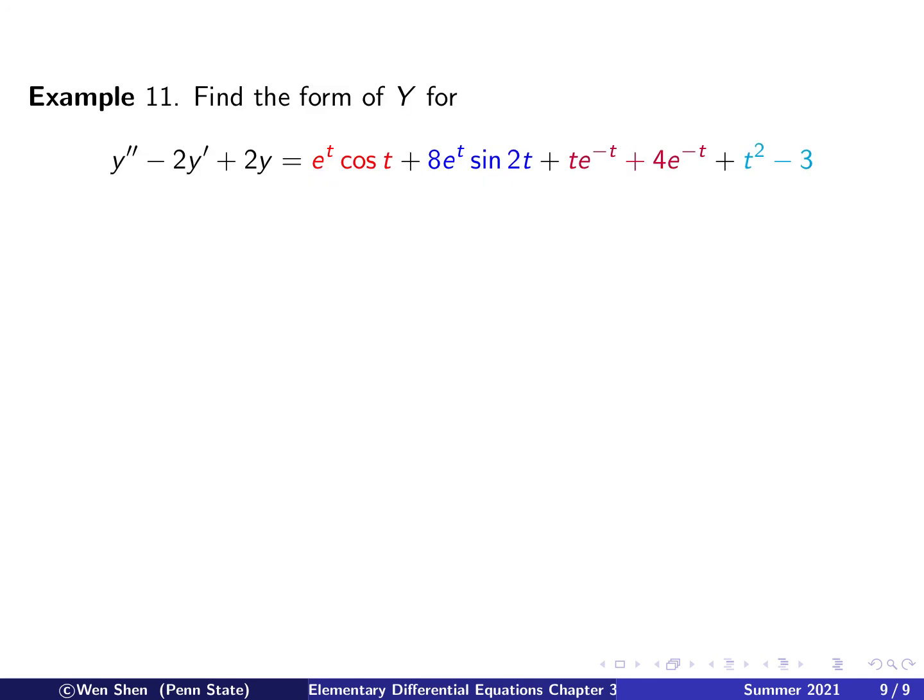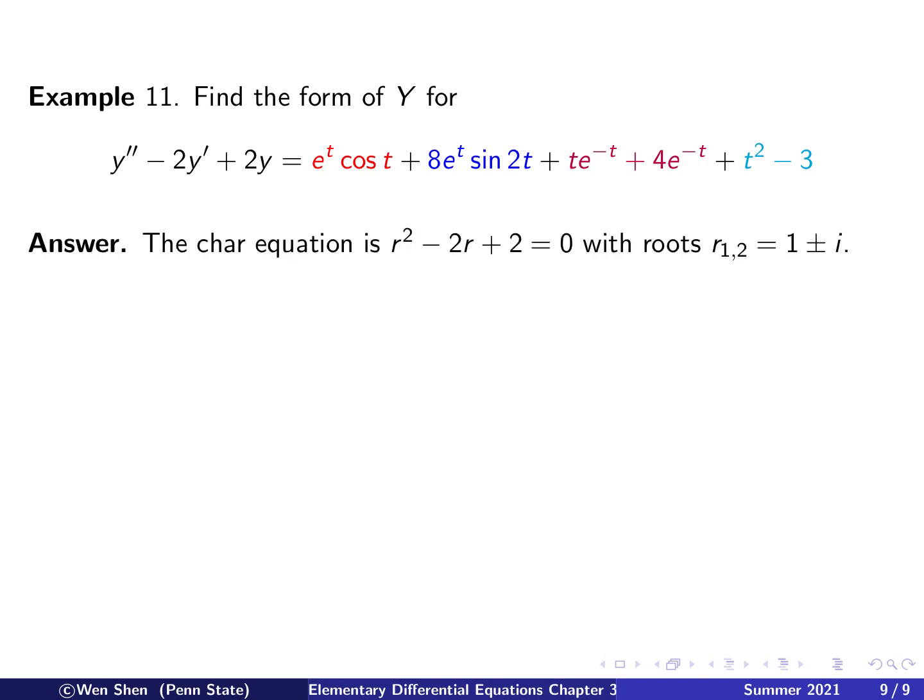Okay, one more example. We want to find the form of y for this equation, y double prime minus 2y prime plus 2y equal to this very long right-hand side. So don't worry about the right-hand side. We will dissect it and look at the terms one by one.